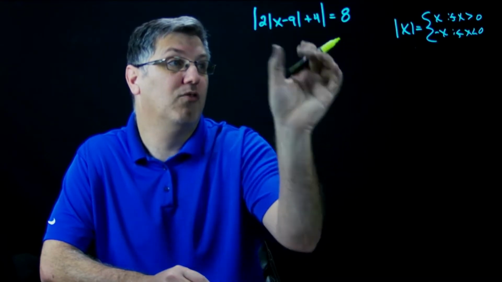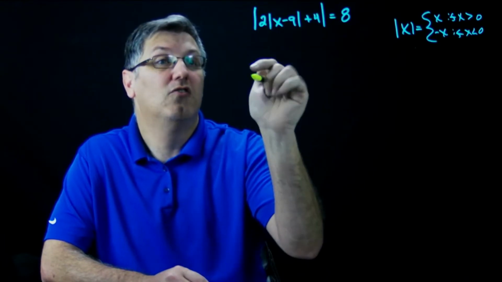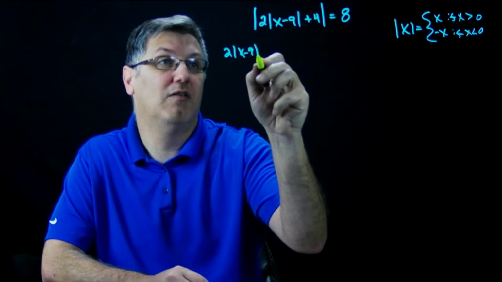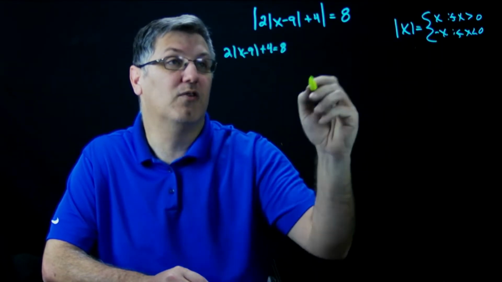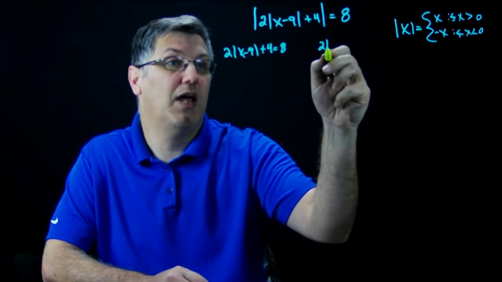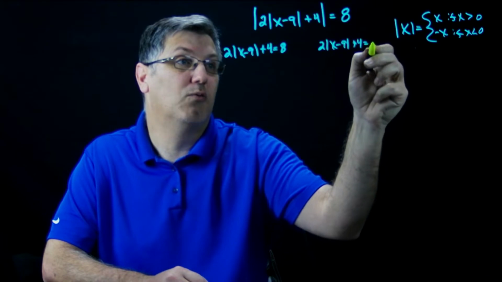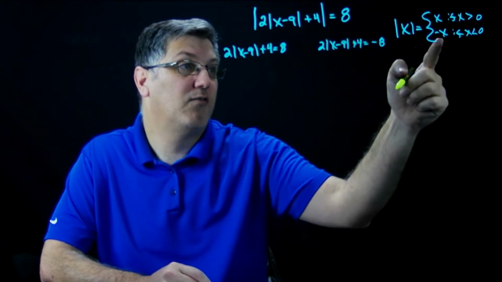For this first absolute value, we need to have a positive and negative, so we're going to put it on the side of the 8. So we get 2 equations, which is 2 times the absolute value of x minus 9, plus 4, equals 8. This is the positive version. And 2 times the absolute value of x minus 9, plus 4, equals negative 8. And this is the negative version.